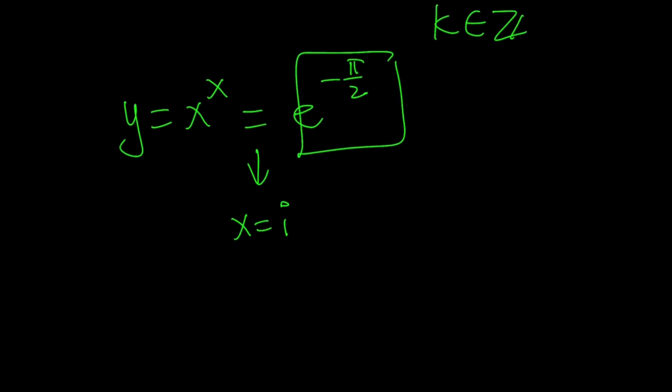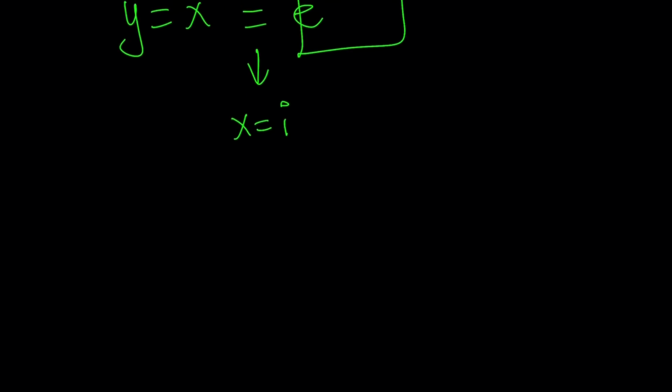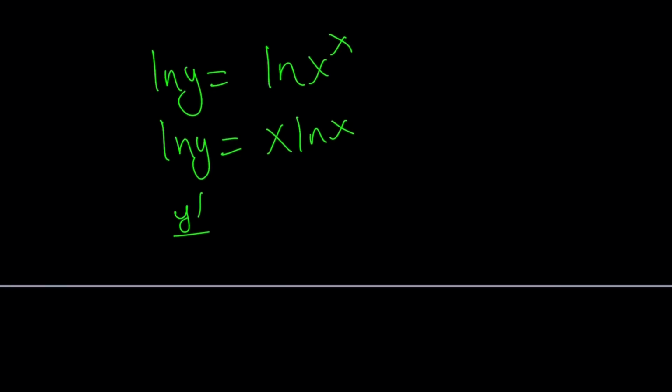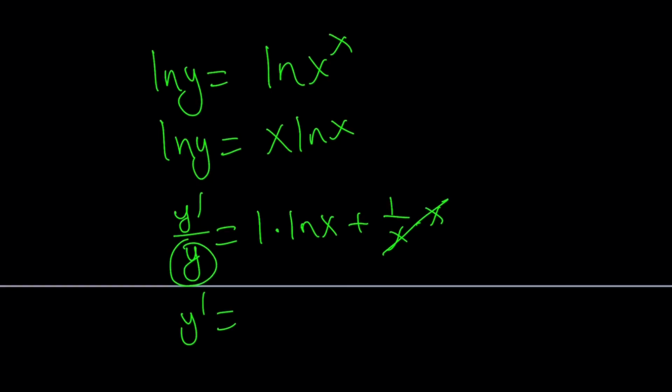But I is not a real number. So what is the issue here? The issue is the derivative, the maxima and minima, and so on and so forth. So let's go ahead and ln both sides of this function. This becomes ln x to the x, and then ln y becomes x ln x, and I'm going to go ahead and differentiate by using chain rule. Y prime over y is derivative of x times ln x plus the derivative of ln x times x.